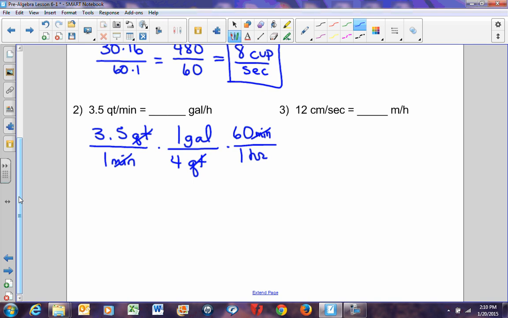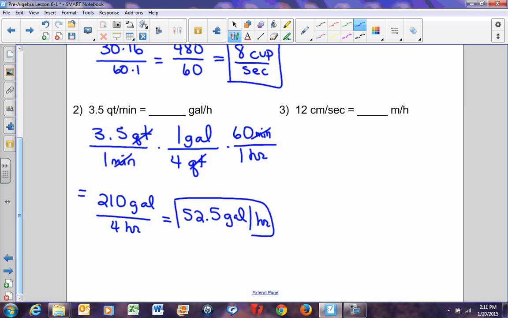So I'm going to take 3.5, multiply that by 1, and multiply that by 60. So that's going to give me 210 gallons per 4 hours. But I don't want to know how many gallons there are in 4 hours. I want to know how many gallons in 1 hour. So take 210 and divide it by 4, and you're going to get 52.5 gallons per hour, which is what I was asked to find. How many gallons per 1 hour?